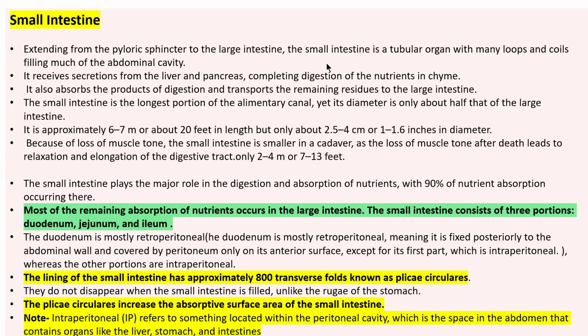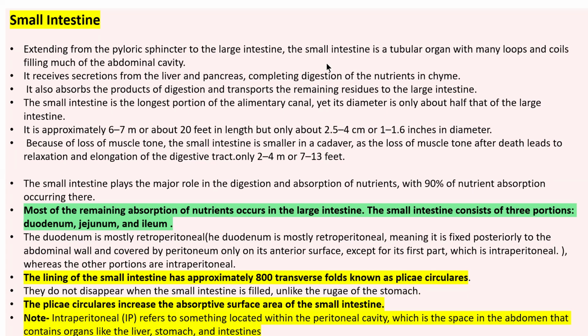Now, in a cadaver, the small intestine is shorter because of the loss of muscle tone. Cadaver means after the person has died, there is a loss of muscle tone after death, which leads to relaxation and elongation of the digestive tract, and it becomes 2 to 4 meters, or 7 to 13 feet, after the death of any person.